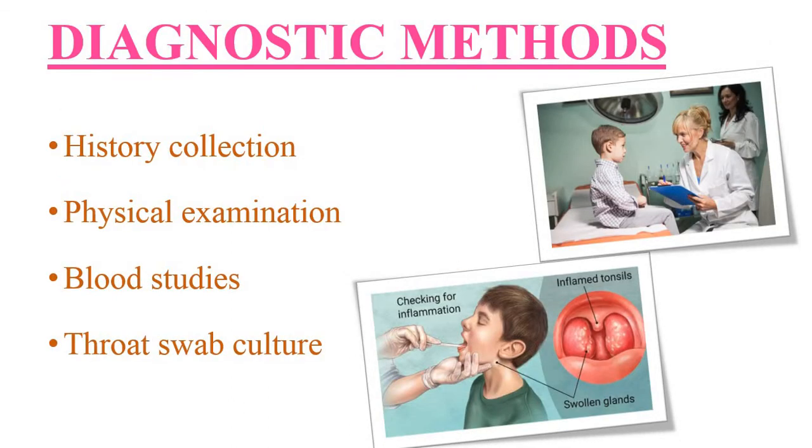Now we'll see how we can diagnose this disease condition. The diagnostic methods, first one is history collection. In the history collection, a recent history has to be collected from the child as well as the family members regarding any infections, any history of swimming, or any recent traveling, etc. Physical examination is another method. Here the oral cavity is examined to see the inflamed tonsils. As I said earlier, they will be enlarged and swollen.